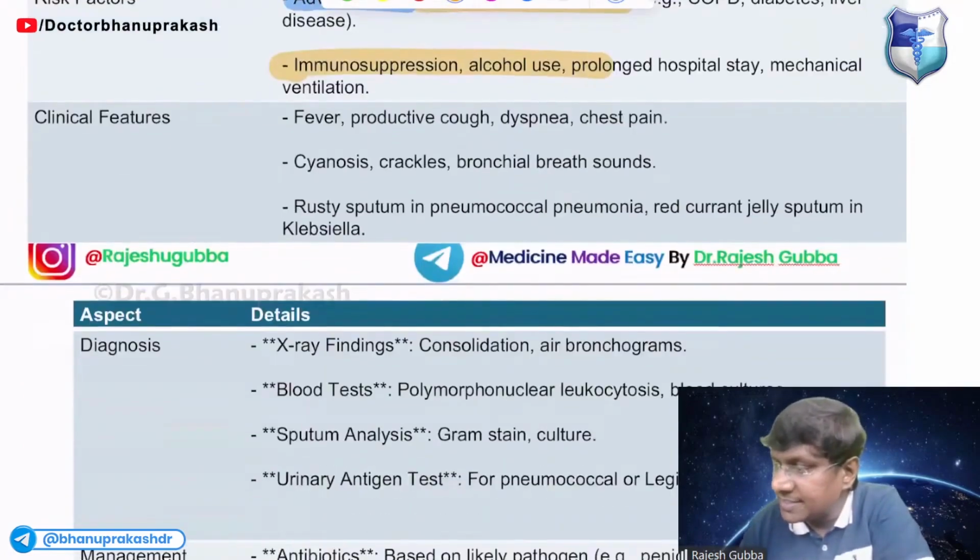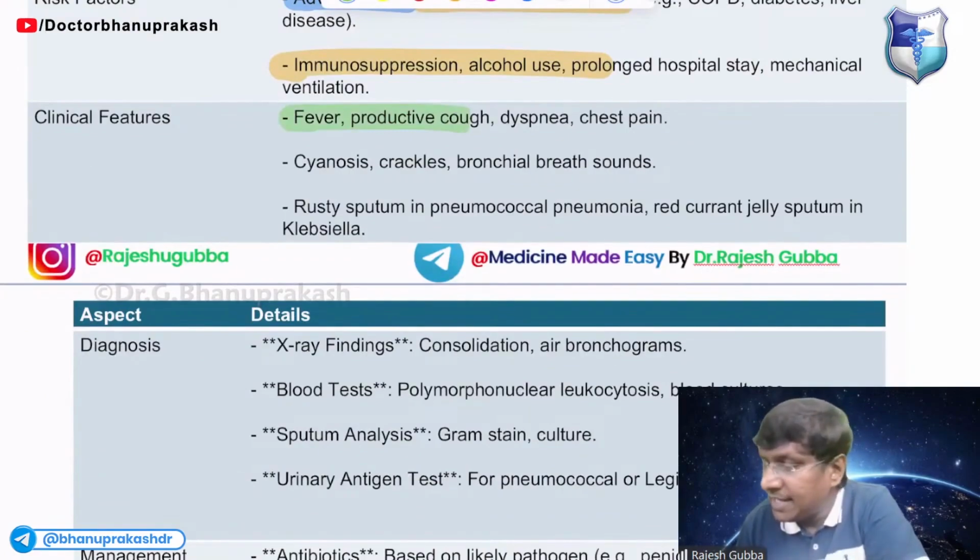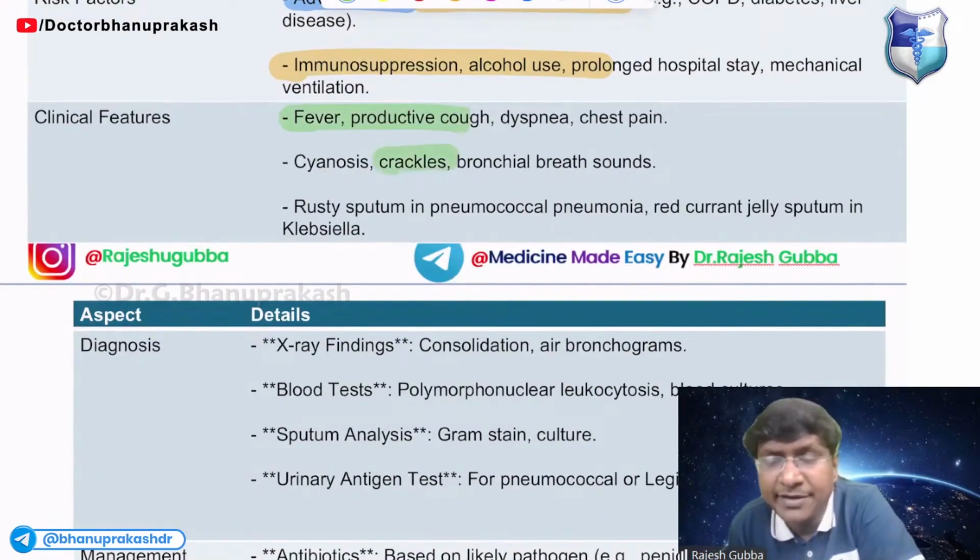So what will be the common clinical scenario? The common clinical scenario will be fever, productive cough, and you will have crackles. Why? Because you have the inflammatory exudate within the alveoli that results in crackles, right? Color of the sputum I have already discussed.